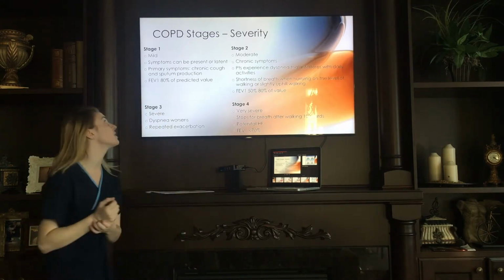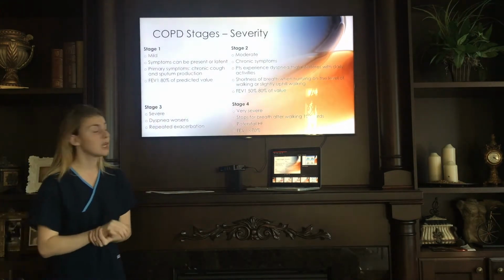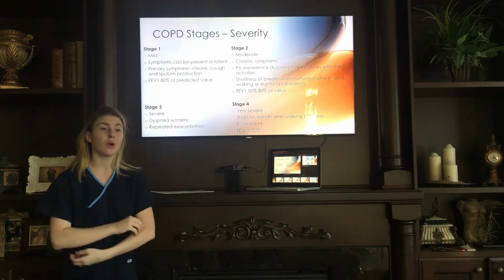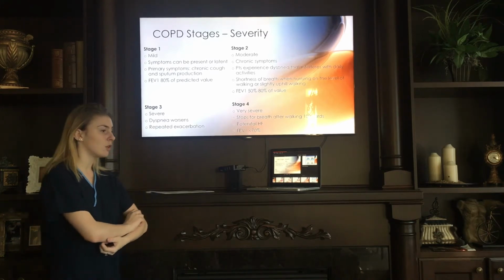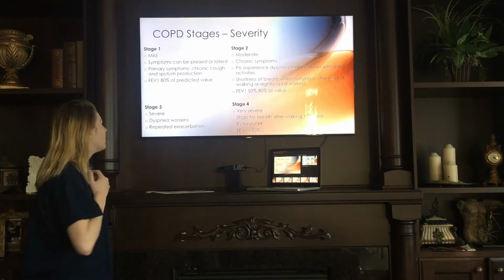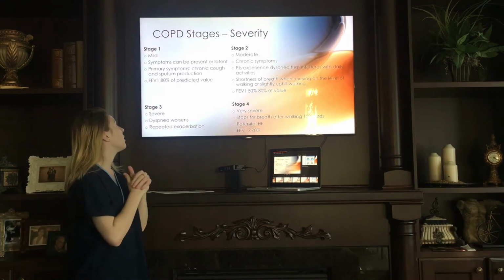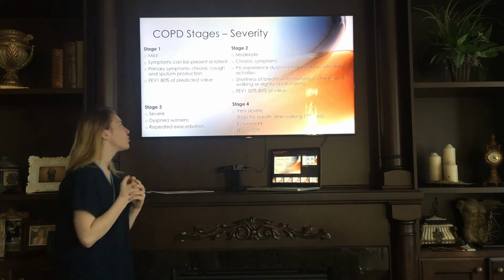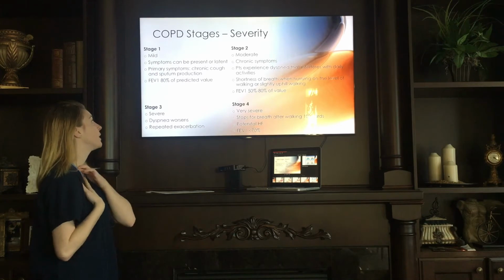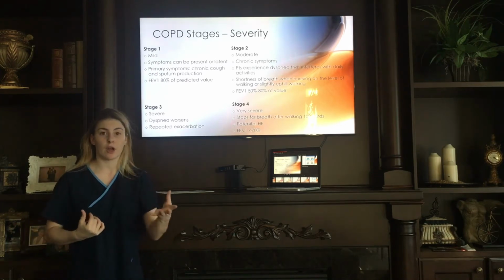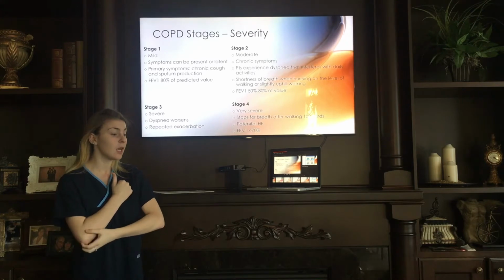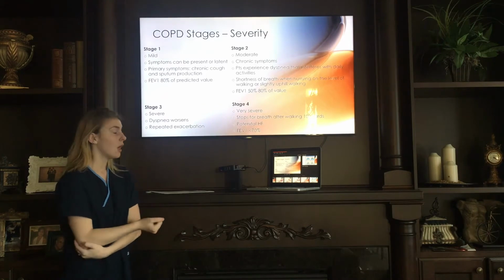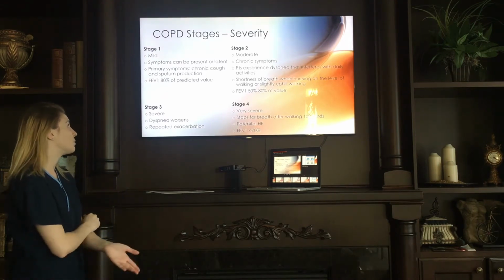So COPD stages and severity. So stage 1 is mild. Symptoms can be present or latent. Normally in this period of time, your patient won't know they have COPD. They'll write off their symptoms as something else, right? So by definition, does anyone know what a FEV1 is? Forced expiration volume. Yeah. So our forced expiration volume should be above 80%. The amount of air that you can expel should be above 80%. With COPD patients, if they're in the mild stage, it's about 80. And they could have a chronic cough and sputum, as I said.